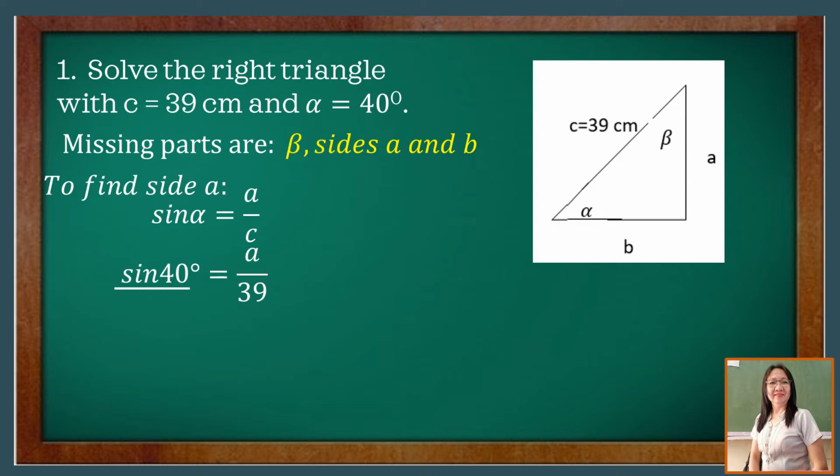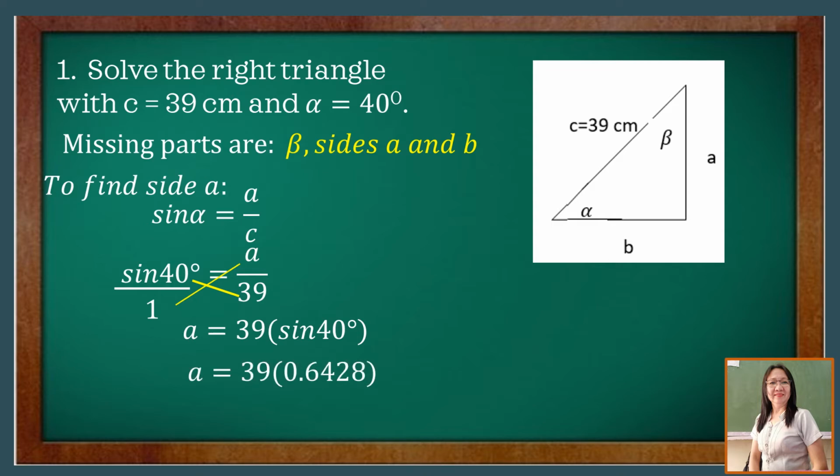Then, by cross multiplication, we have 1 times A is A, and 39 times sine 40 degrees. Then, getting the value of sine 40 degrees using a calculator, it is equivalent to 0.6428. Multiplying this by 39 will give us approximately 25.07.